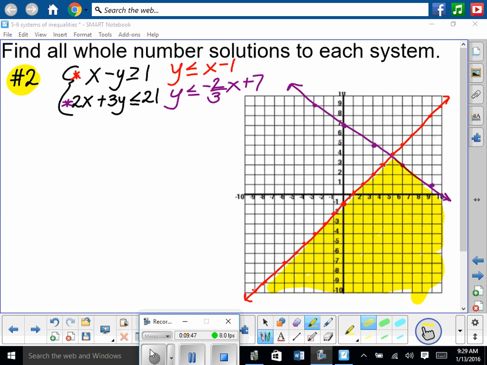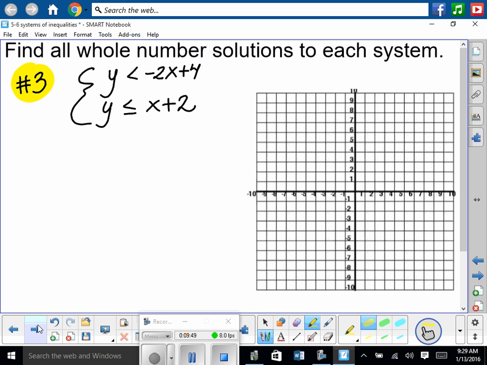Okay, let's do another one. Number 3. Here we go. So once again, let's get it in graphing form. Focusing on the top one, if you look at number 3, the top one's in graphing form. If you look at the bottom one, it's in graphing form. So we're lucky, we just get to graph these.